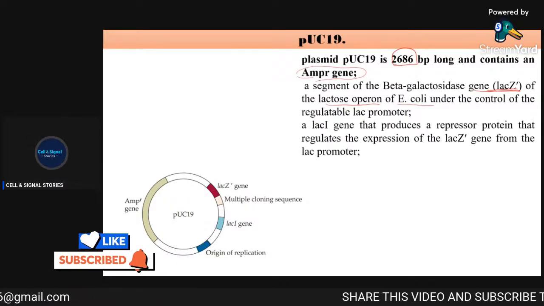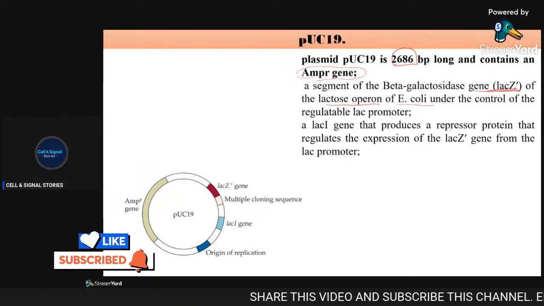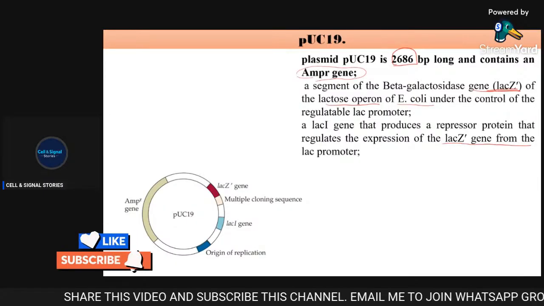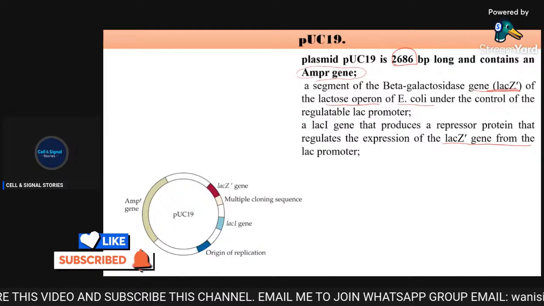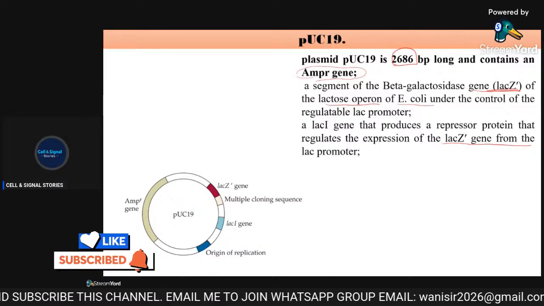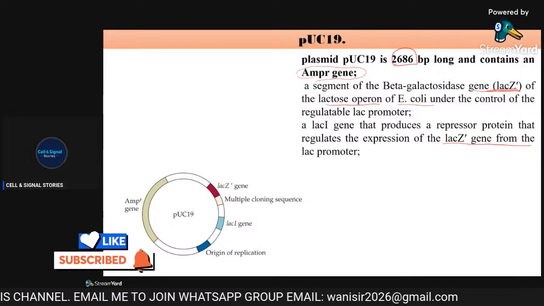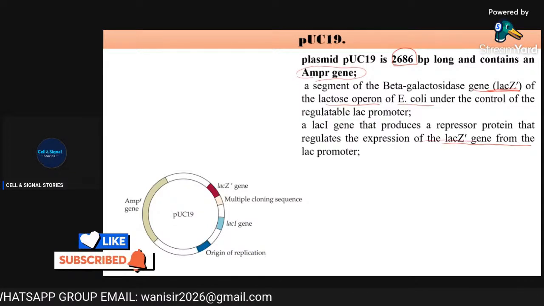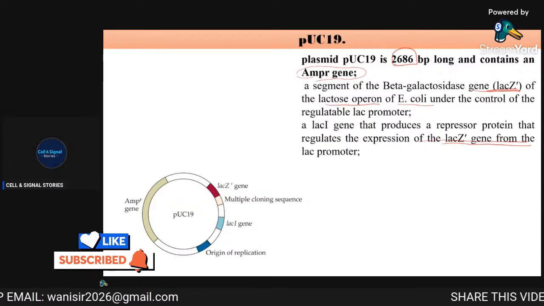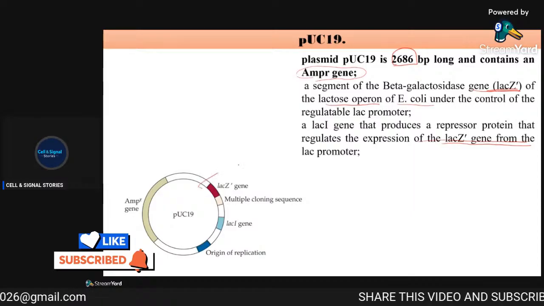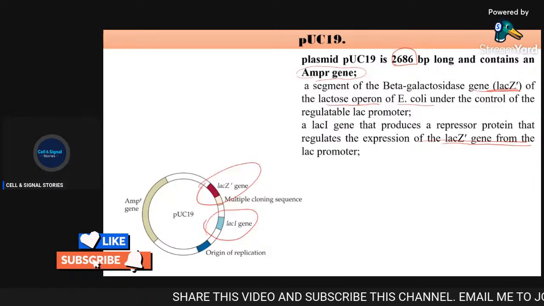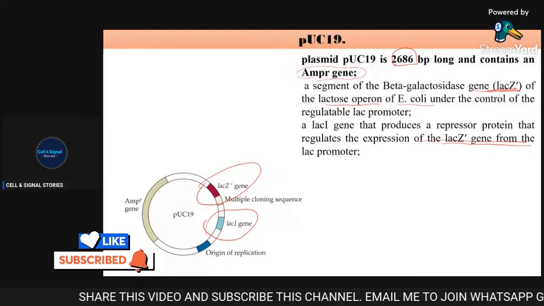So there is the lacI repressor, the lacI gene that produces the repressor protein that regulates the expression of lac genes from the lac promoter. So what is this lacI? lacI is a gene that produces a repressor protein. Repressor proteins repress the protein synthesis and regulate the expression of the lacZ gene from the lac promoter. So this is very important. It has the lacZ gene, the lacI gene repressor, mostly asked in the questions, and multiple cloning sequences, ampicillin resistance, and origin of replication.